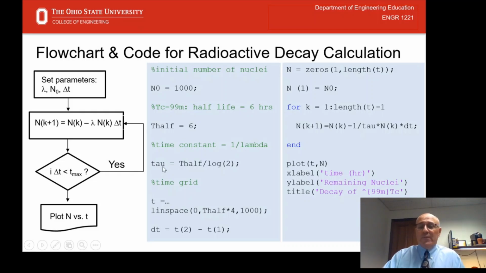Then there might be some other preliminary calculations you might need to do. For example, what I'm calculating here is the time constant, which is just 1 over lambda, which I showed you on the previous slide. And that's equal to the half-life divided by the natural log of 2.